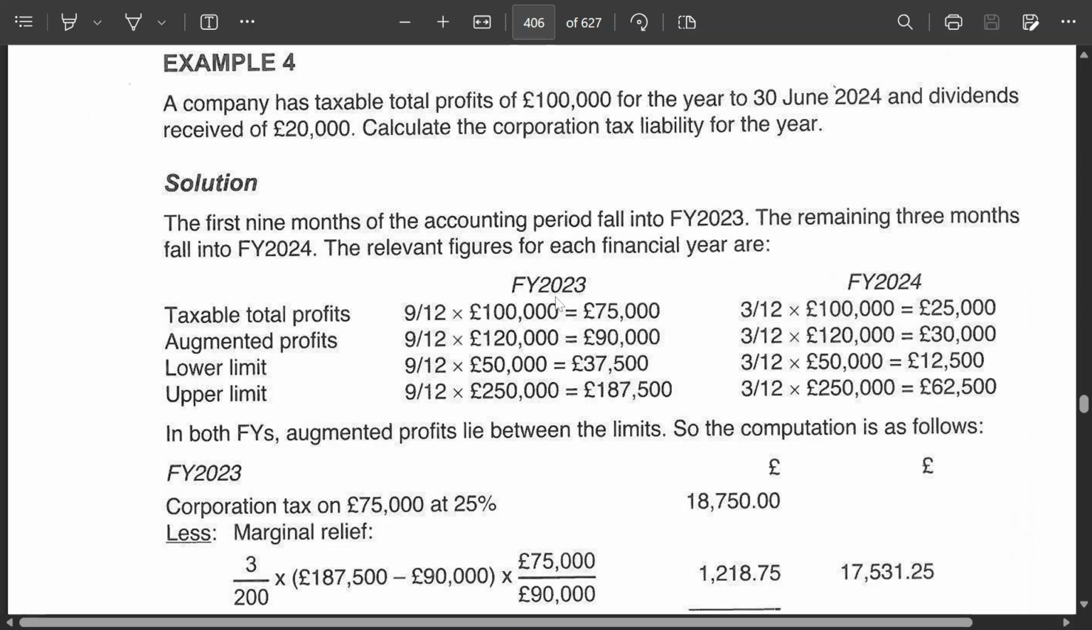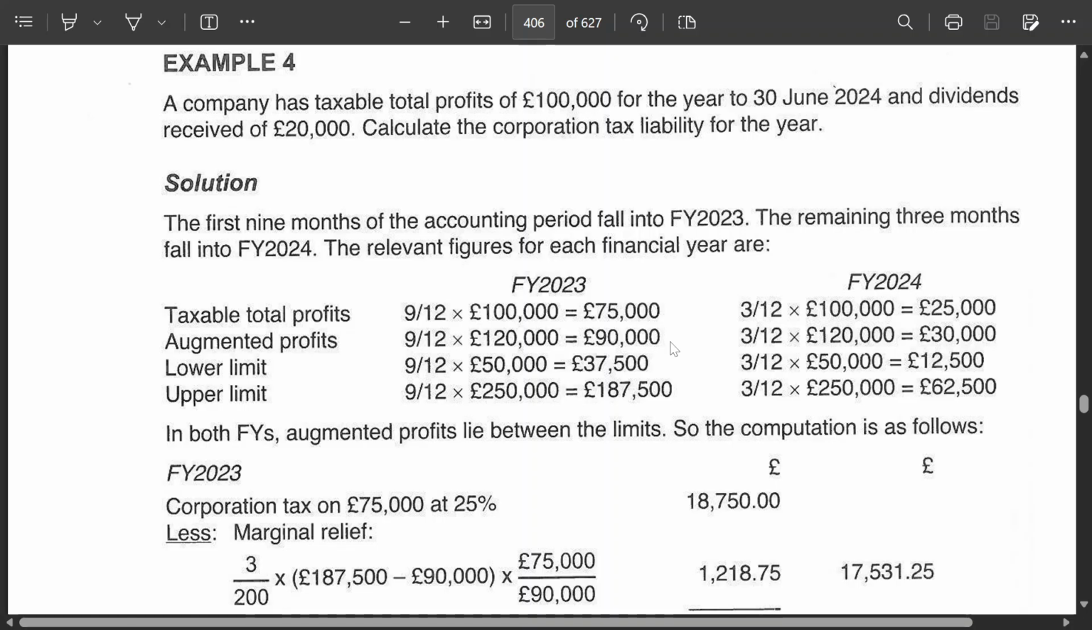So let's look at the FY23 calculation first. TTP for FY23, you see that it has to be scaled down. The full TTP is 100K, but if you do 100 into 9 by 12, the TTP for this year is 75. Okay, you got the TTP. AP, what is the dividends? You got 20K of dividends. Your augmented profits for the full year is 120K, but you've got to take 9 by 12 of that, which is 90K. So your TTP and AP are calculated.